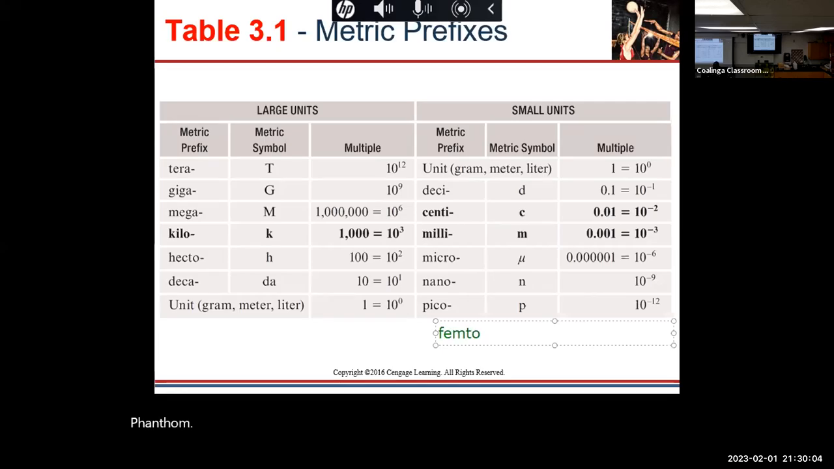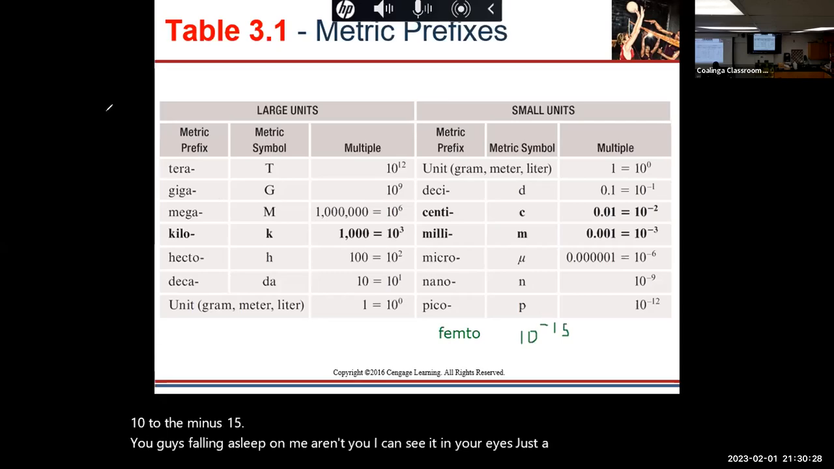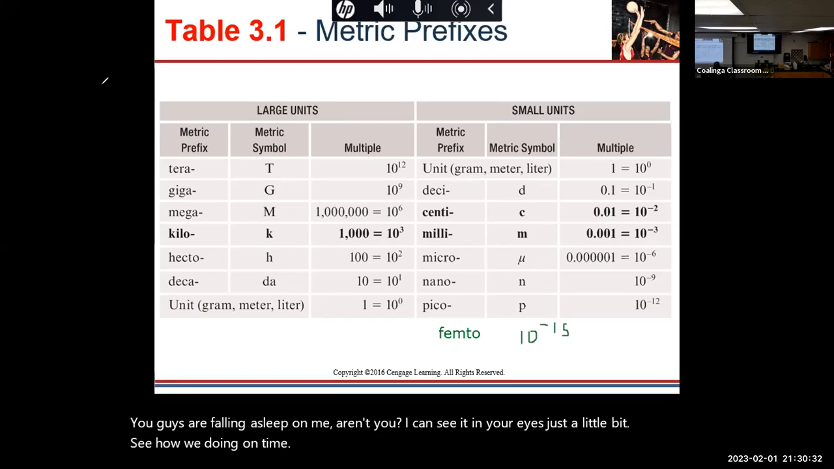Okay, and that would be 10 to the minus 15. Okay. You guys are falling asleep on there, aren't you? I can see it in your eyes just a little bit. How are we doing on time? Give me 10 more minutes, and then I'll let you guys go.